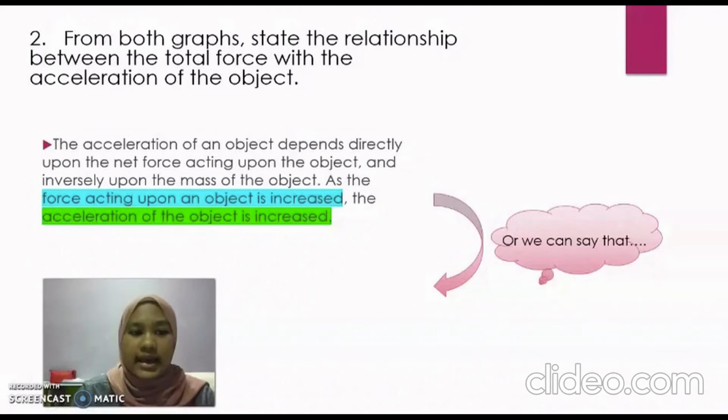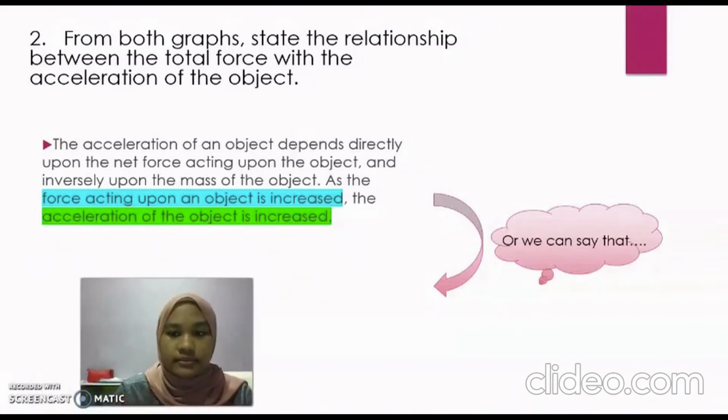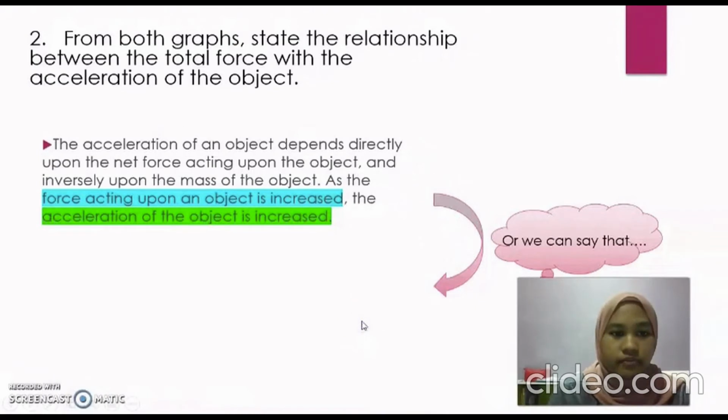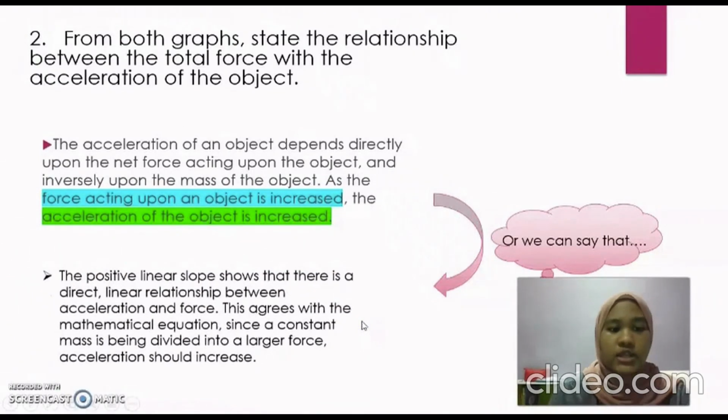As the force acting upon an object is increased, the acceleration of the object is increased. Or we can say that the positive linear slope shows that there is a direct linear relationship between acceleration and force. This agrees with the mathematical equation. Since a constant mass is being divided into a larger force, acceleration should increase. So for this question, we can conclude that when the force increases, the acceleration would increase too. So it will have a linear graph.